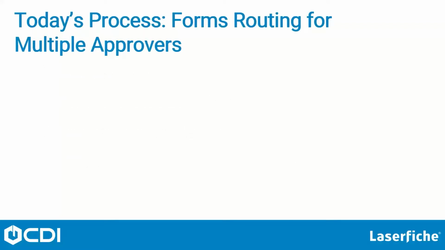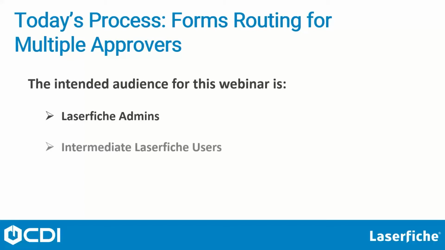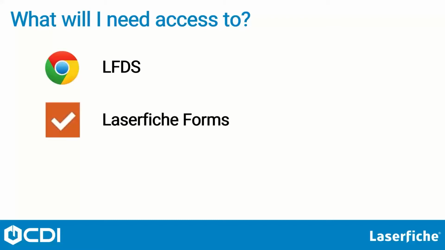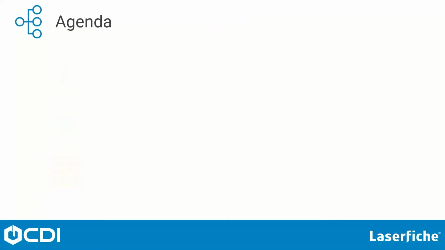So today's process, forms routing for multiple approvers. The intended audience is going to be Laserfiche admins and more intermediate Laserfiche users. I'll expect you to have some experience with Laserfiche and some experience with forms going into this. We'll need access to, and this is actually a little misleading, I'm going to talk about LFDS, which is the license manager piece of Laserfiche, but we won't actually be going into it. We will be using Laserfiche forms heavily, and we may go into the Laserfiche repository. I'm not sure yet, but we will at least be referencing that as well.